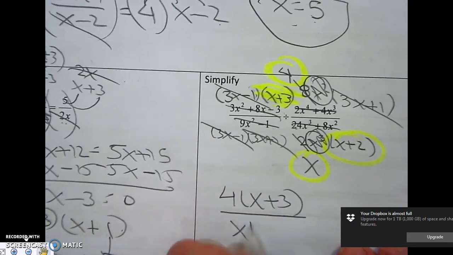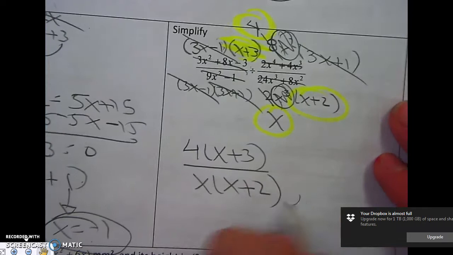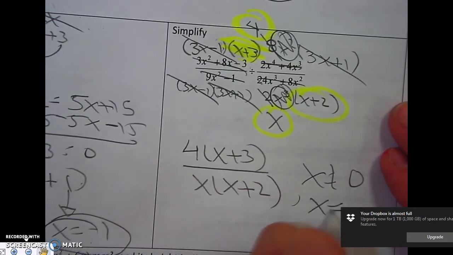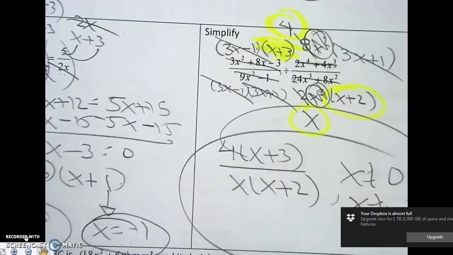You don't have to distribute. If you want to distribute, you can. But do me a favor, don't forget to write the restrictions. And you're good to go. Okay, let's go to the next one.